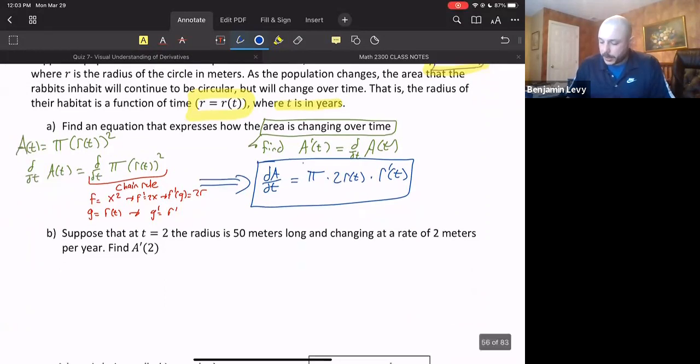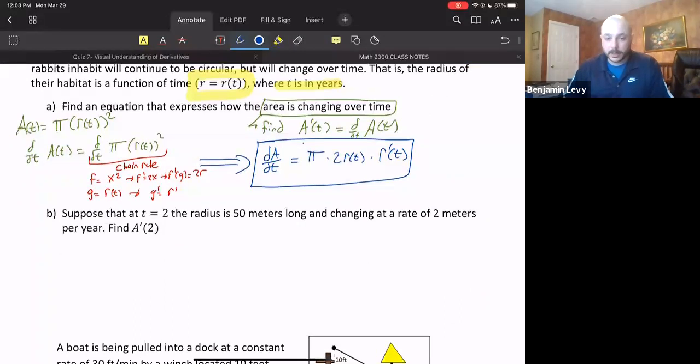And so, once we have an expression like that, we can do interesting things, like this next question, for example. So let's say that at t equals 2, let's highlight the relevant parts here. At t equals 2, so 2 years after this process started, let's say the radius is 50 meters. So that's telling us the radius value at that time. And it's telling us the rate of change at that time, right? So r of 2 is 50. That's the first thing that we're being told. And then the second thing says it's changing at a rate of 2 meters per year.